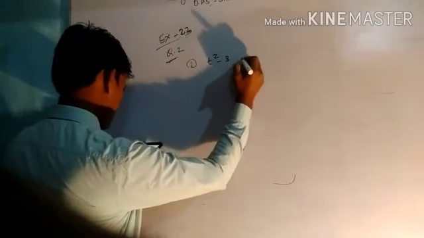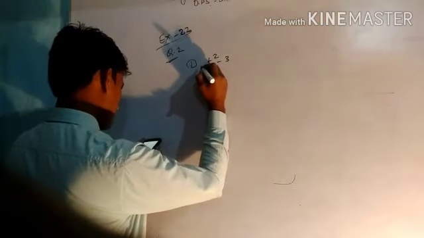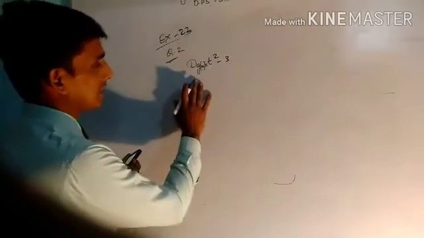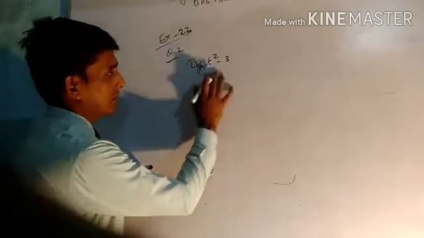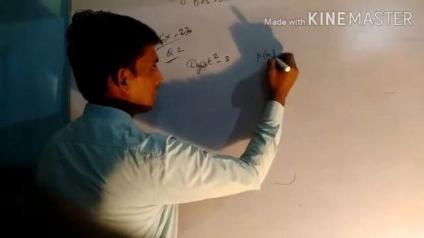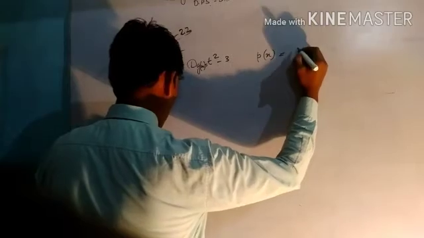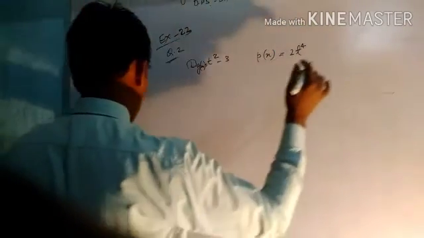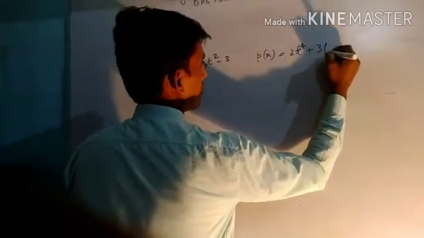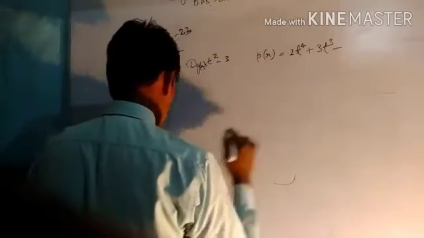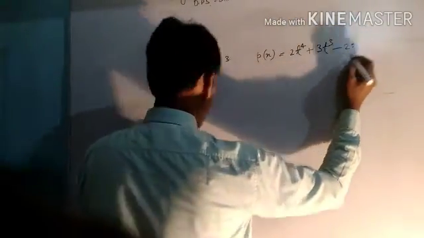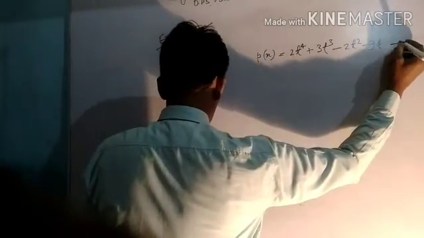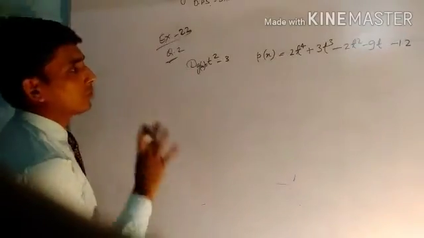t square minus 3. Suppose this is g(x), a polynomial given here, t square minus 3. And we have p(x) equal to 2t to the power 4 plus 3t cube minus 2t square minus 9t minus 12. So here we have two polynomials.